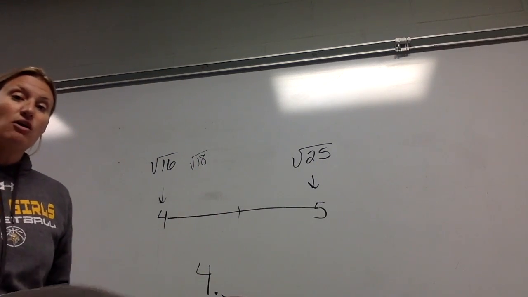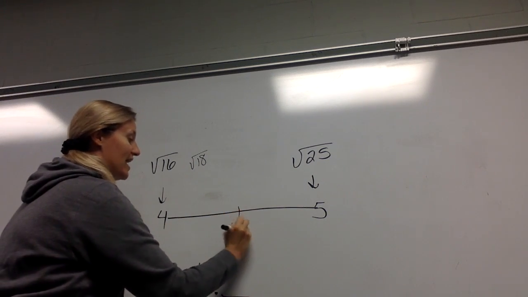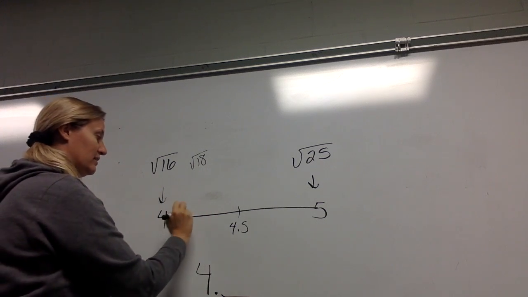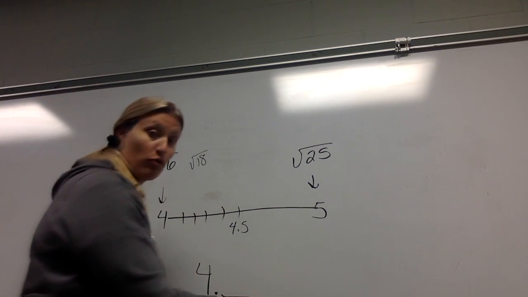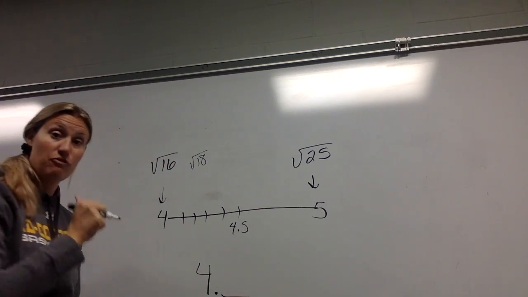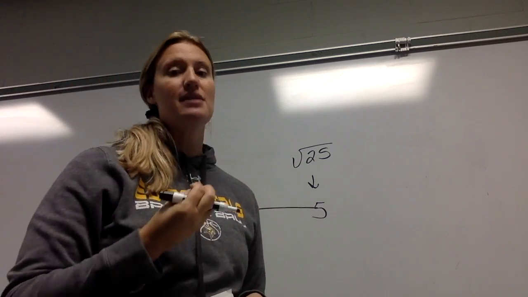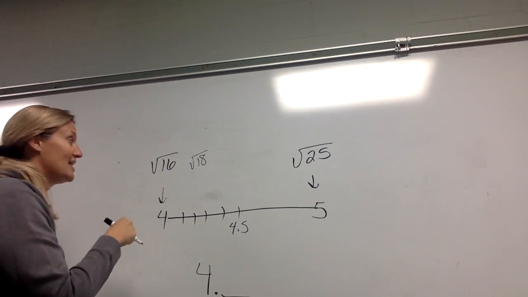So right now, I know then that the square root of 18, if 4.5 is the halfway mark between 4 and 5, 18 is somewhere on this side. So now not only do I know it's 4 point something, I know it's 4.1, 4.2, 4.3, or 4.4. So I've really narrowed down what this answer is going to be, okay, because it's got to be on this side.